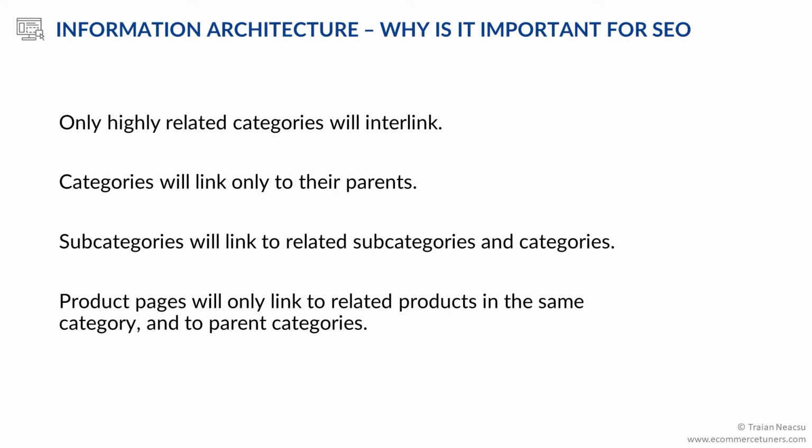Information architects, business analysts, or merchandising teams can help identify relationships between categories, subcategories, and products. Based on these findings, you will decide on rules for an internal linking strategy. Such rules can include: only highly related categories will interlink. Categories will link only to their parents. Subcategories will link only to related subcategories or categories. Product pages will only link to related products in the same category and to parent categories.